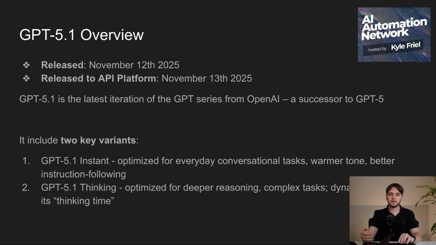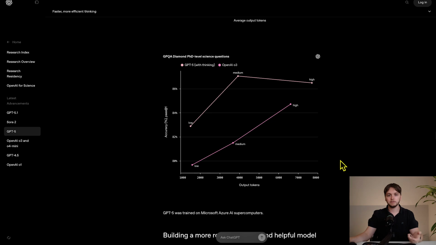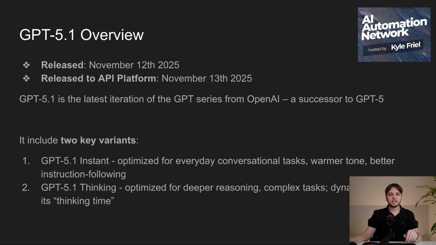GPT-5.1 is the latest iteration in the GPT model family from OpenAI, and it's the direct successor to GPT-5. It builds on the improvements we saw there, especially around reasoning, tool usage, and reliability for automation workflows. This release actually comes with two key variants. GPT-5.1 Instant is optimized for everyday conversational tasks. It's faster, more responsive, and it follows instructions way more accurately.